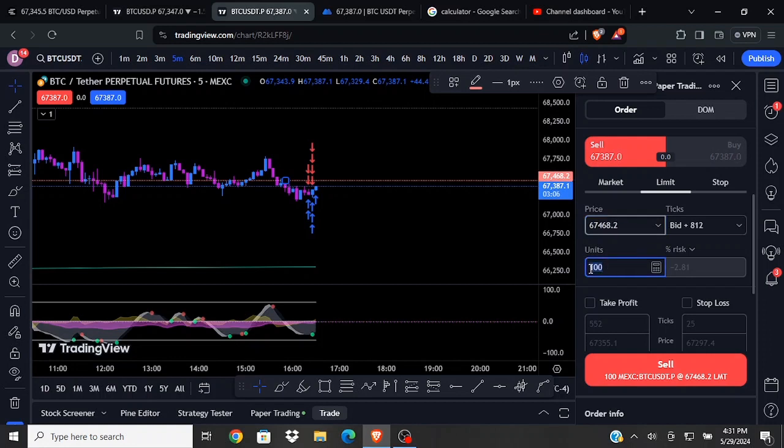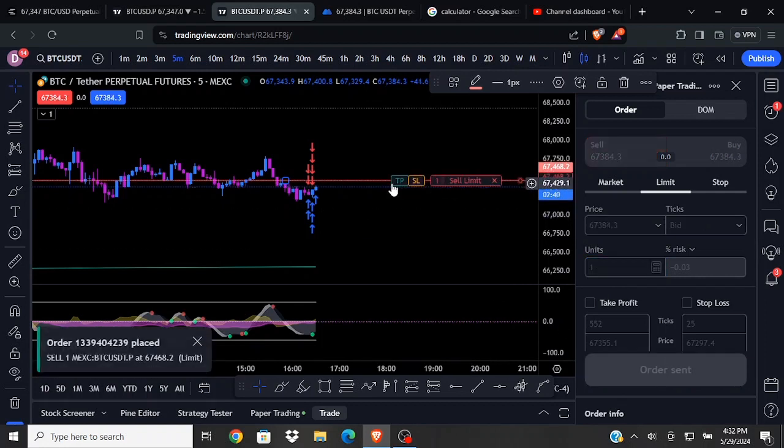And down here, units, this is going to be your position size. And I'll get into margin, leverage, position size in a little bit. That's not what this video is going to be focused on, but I'll go over it quickly. But essentially, this is your position size. And when it says units, this is units of Bitcoin. So if I click 1, then I'm trying to open a trade for 1 Bitcoin.